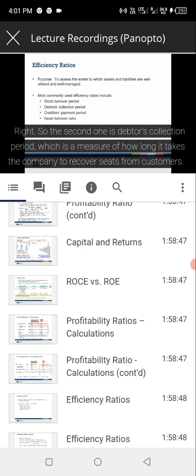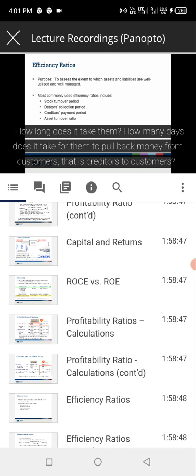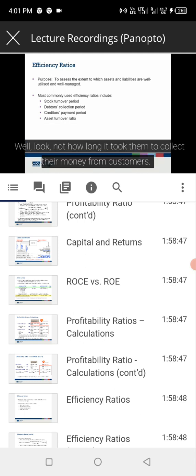How long it takes the company to recover sales from customers. How many days does it take for them to recover money from customers? That is credit sales to customers. We are looking at how long it takes them to collect their money from customers. Then the creditors payment period is simply looking at how long it takes the company to pay suppliers for goods supplied to them, to pay their creditors. We are looking at the number of days it takes them to pay their creditors.